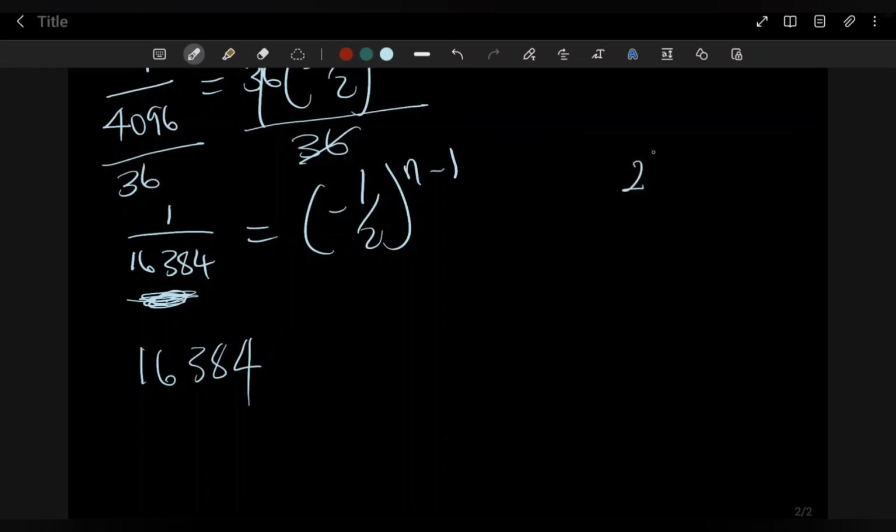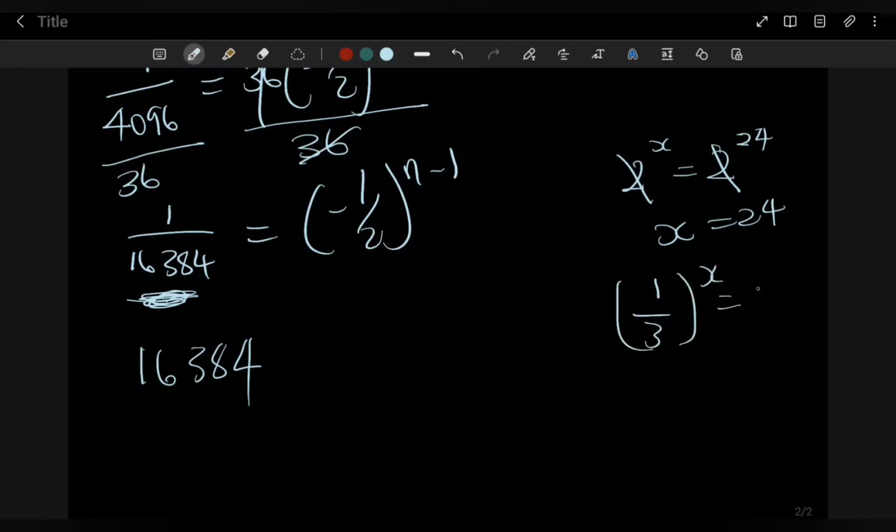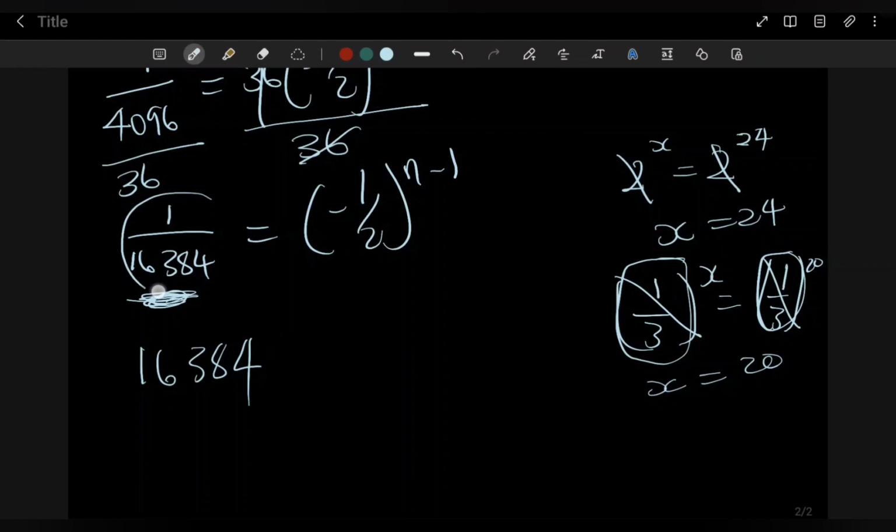If you have 2 to the power x equals 2 to the power 24, you can drop the base and simply say x equals 24. If you have 1 over 3 x equals 1 over 3 20, you can drop this, guys, and just say x equals 20. So here we need to make sure that we make this base and this base the same.